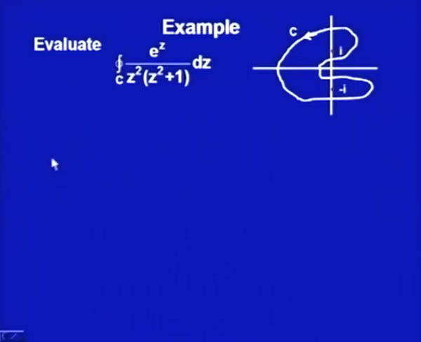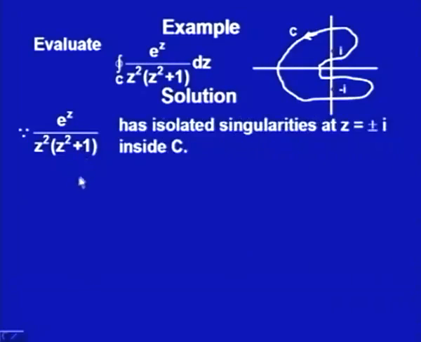So, let us use the function which is given here, e to the power z upon z square into z square plus 1. It would have singularities at certain points. e to the power z is an entire function, but in the denominator I do have z square and z square plus 1. So it would have singularities at z is equal to 0 and z is equal to plus minus I.